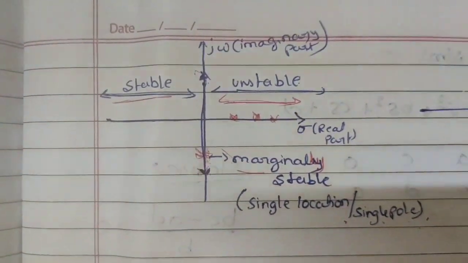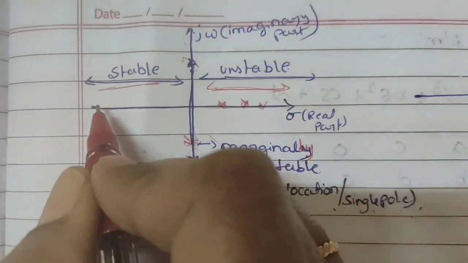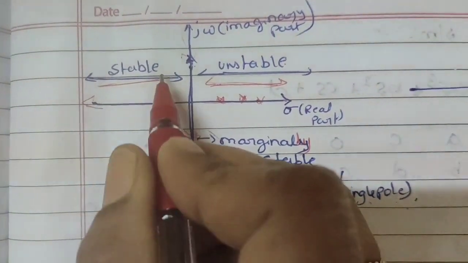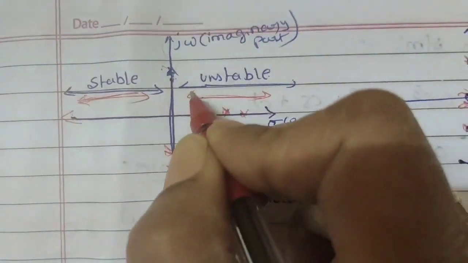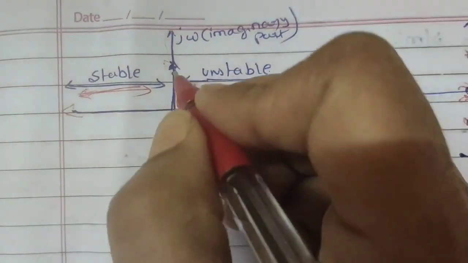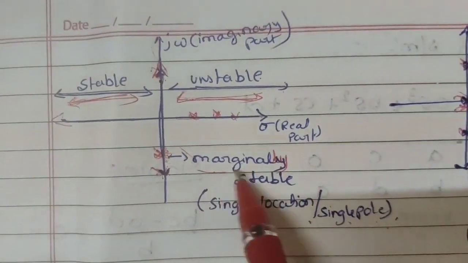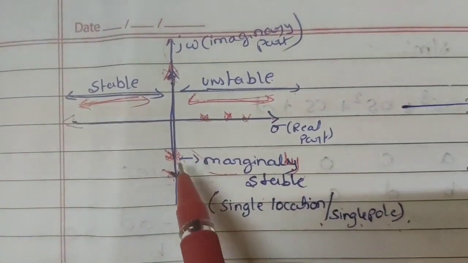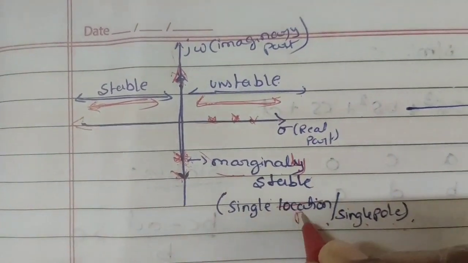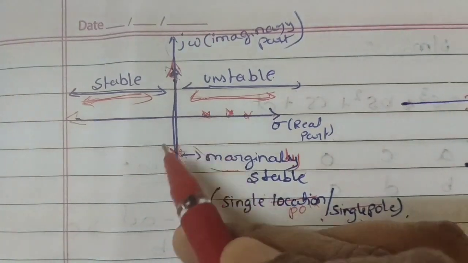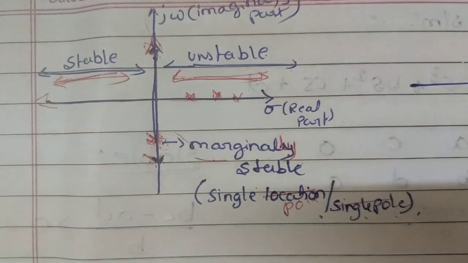All of you know that this is the S plane, this is the real axis, and this is the imaginary axis. If the poles lie in the left half of the S plane, the system is stable. If the poles lie in the right half of the S plane, the system is unstable. If the poles lie on the imaginary axis, the system is marginally stable. There should be a single pole per single location.